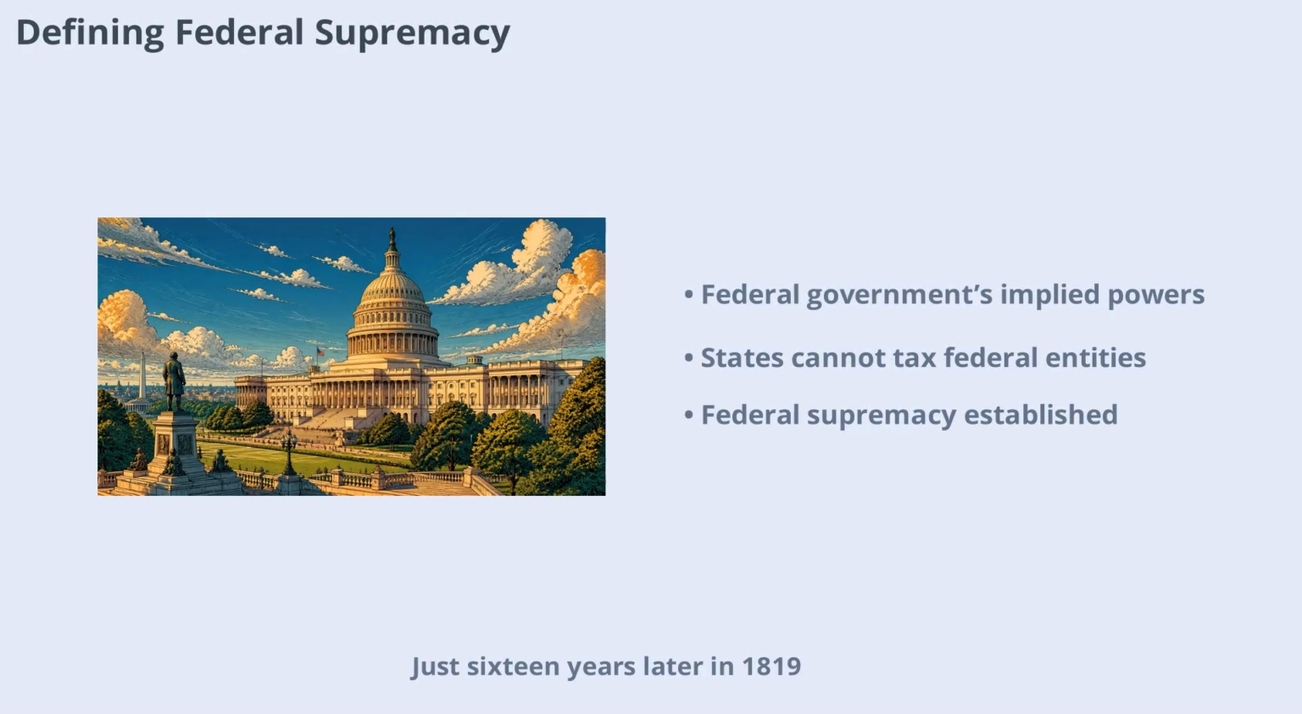Sixteen years later, in 1819, the Supreme Court decided McCulloch v. Maryland. This case clarified the relationship between state and federal governments. The court ruled that the federal government possesses implied powers under the Necessary and Proper Clause, allowing it to establish a national bank. More importantly, the court held that states cannot tax federal entities, cementing the supremacy of federal law over state interference. This precedent remains a cornerstone of American constitutional law, ensuring a strong and unified national government.